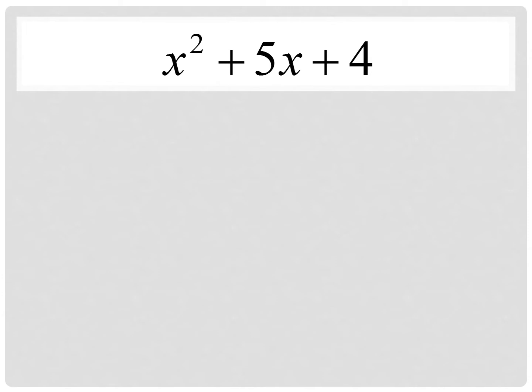Here's our first example. We see that we have a trinomial because we have three terms. Our first term being x squared, our second term being 5x, and our last term being 4. We also see that the leading coefficient is our understood 1.